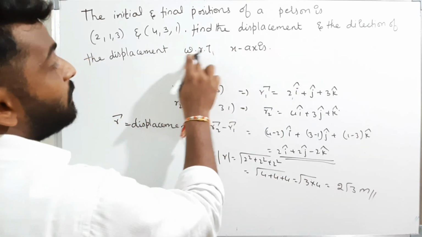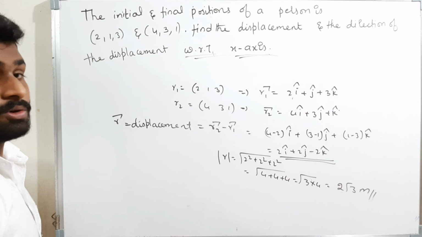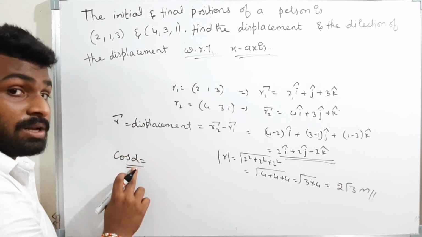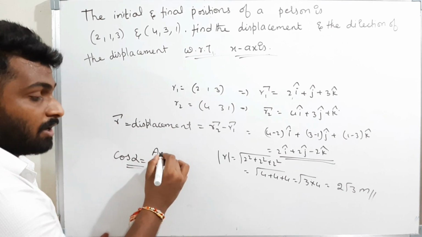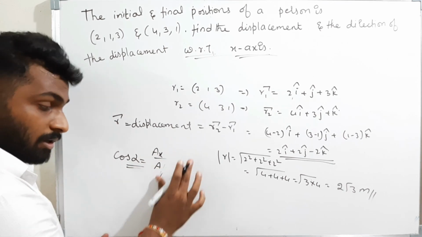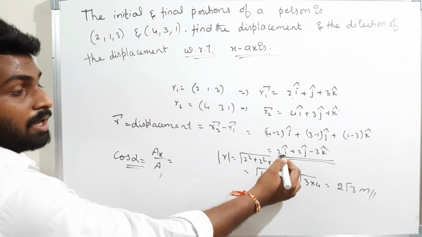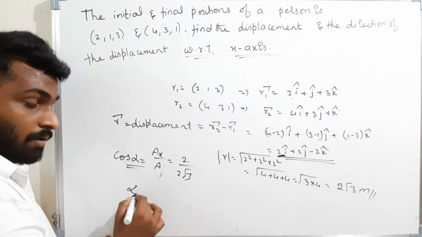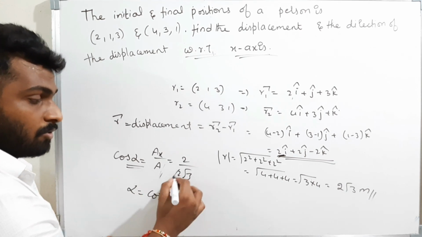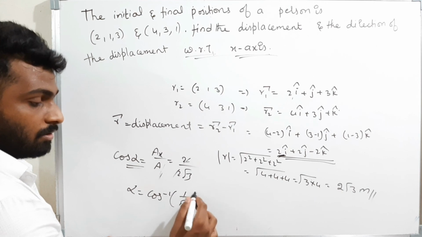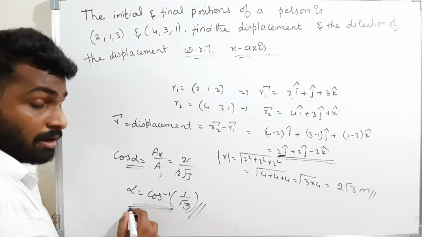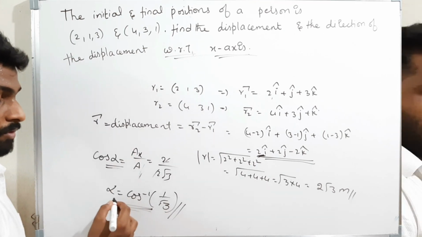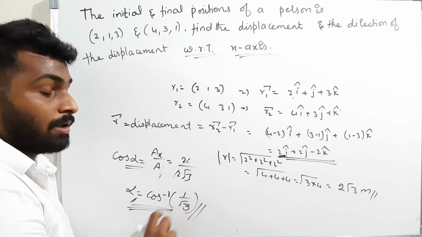The direction of the displacement with respect to the x-axis. That means they told us to find cos alpha, where alpha is the angle made by the resultant with the x-axis. That is nothing but Ax by A total, that is A. Ax is nothing but 2. What is A? A you got as 2 root 3. Therefore, alpha is nothing but cos inverse of 2 by 2 root 3, cancel out, 1 by root 3. This is the angle made by the resultant, that means the displacement, with the x-axis. Therefore, alpha is equal to cos inverse 1 by root 3.